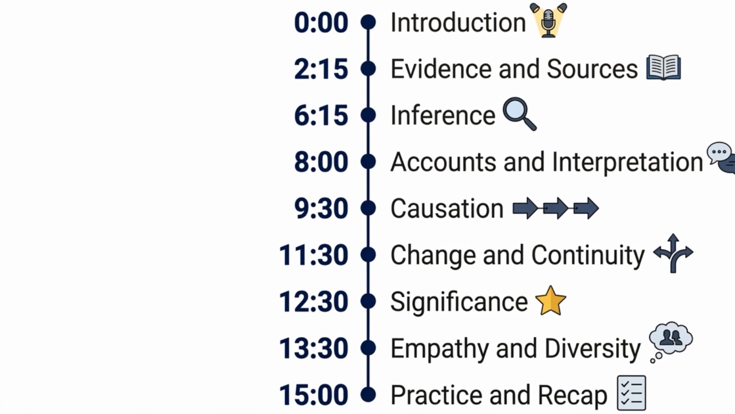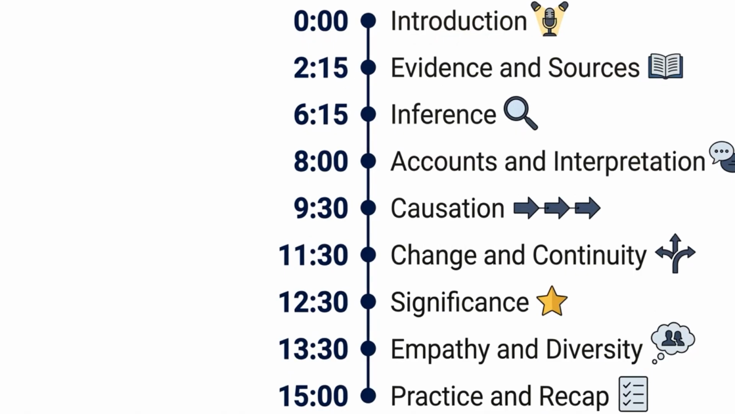Here is our roadmap for today. We start with evidence and sources at the 2-minute 15 mark, move to inference at 6:15, accounts and interpretation at 8, causation at 9:30, change and continuity at 11:30, significance at 12:30, empathy and diversity at 13:30, and we close with practice and recap at 15. You can use these timestamps to jump to any section you need to review. Now, let's get into it.